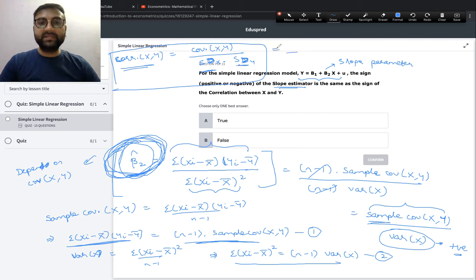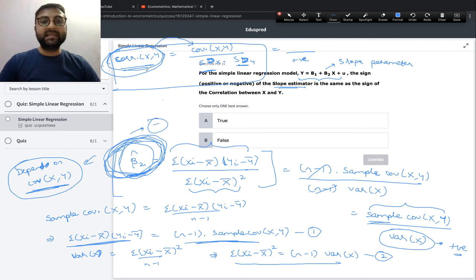Whatever the sign is going to be, it depends completely on the numerator. So the sign of the correlation also depends on this covariance between x and y, and the sign of beta 2 hat also depends on covariance between x and y. So whatever the sign is going to be, it's going to be the same. Because if your covariance between x and y is negative, that means beta 2 hat will have a negative sign, and the correlation will also have a negative sign.